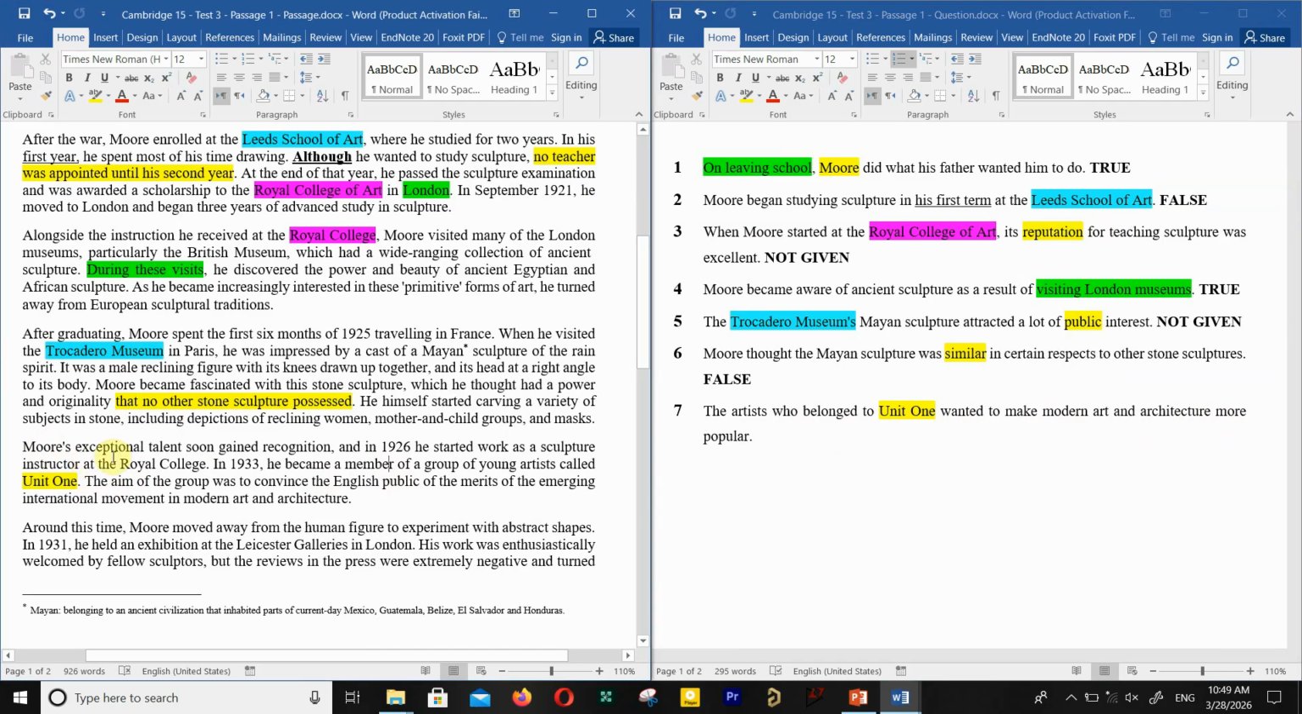Let me see. Moore's exceptional talent soon gained recognition, and in 1926 he started work as a sculpture instructor at the Royal College. In 1933 he became a member of a group of young artists called Unit 1. The aim of the group, important, was to convince the English public of the merits of the emerging international movement in modern art and architecture. So, wanted to make modern art and architecture more popular. It's again a paraphrase version of this sentence in here. So this one is absolutely true.